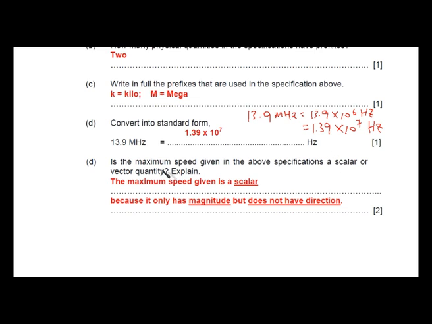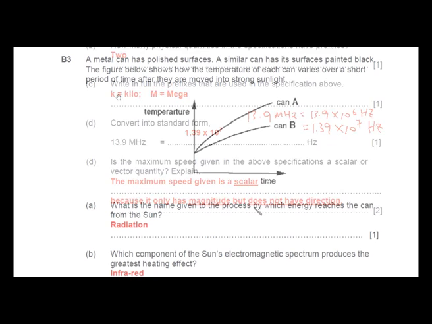And is the maximum speed given in the above specification a scalar or a vector quantity? The maximum speed given is a scalar because it only has magnitude but does not have direction.